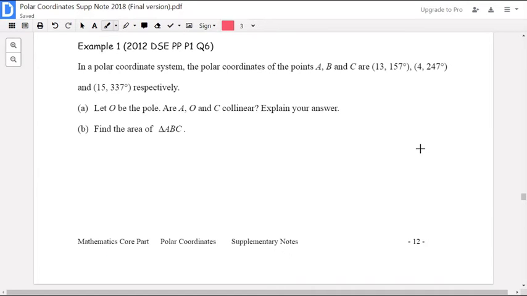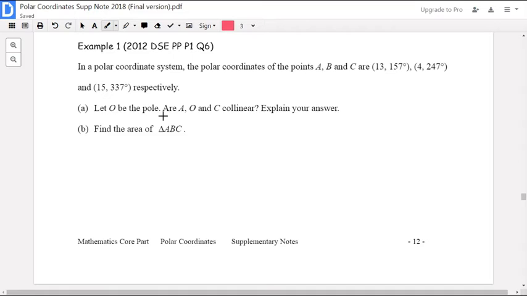Now let us consider some past paper questions which are related to polar coordinates. Example 1, which comes from 2012 DSE practice paper, Paper 1. Now, in a polar coordinate system, the polar coordinates of points A, B, C are (13, 157 degrees), (4, 247 degrees), and (15, 337 degrees).